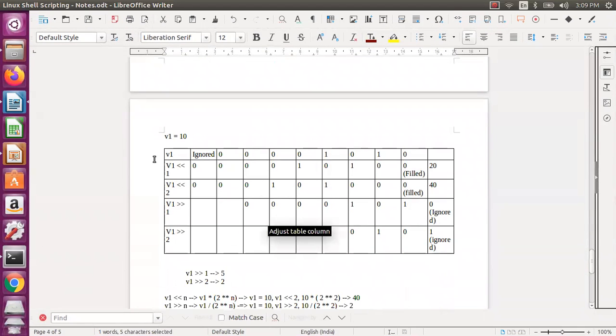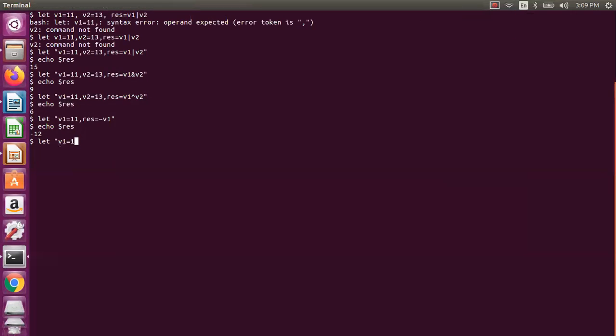We have taken v1 is 10. Okay, so now v1 equal to 10, result 1 equal to v1 left shift 1, let us print two things actually. So then result 2 equal to v1 left shift 2. Now let us execute this, result 1 and result 2. So you can see here 20 40.